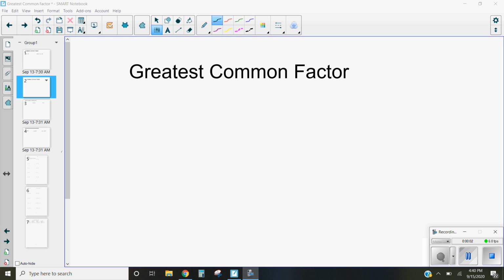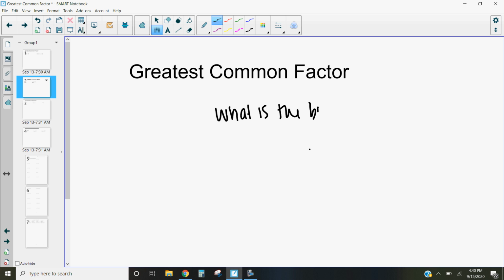This is Mrs. Kidman, and in this video, we are going to be discussing what the greatest common factor is and how we can find the greatest common factor of a polynomial. So when we look at the greatest common factor, really what we're looking at is what is the biggest term I can pull out, or what is the most that I can pull out from the polynomial that I'm looking at. So the biggest term, the most I can pull out.